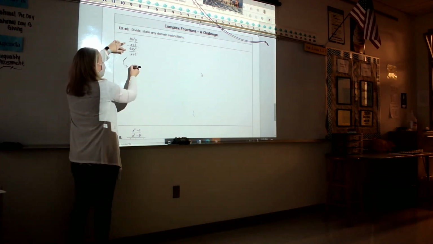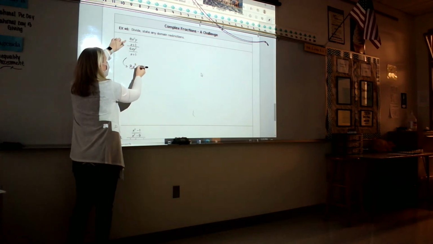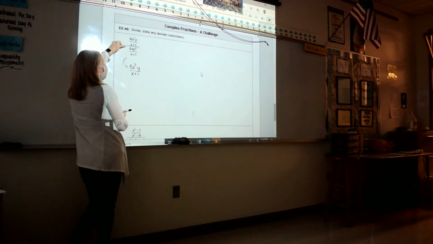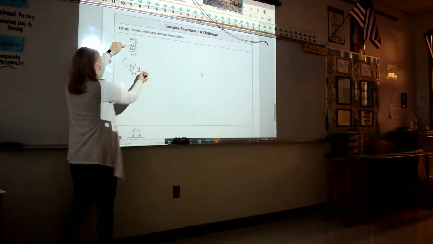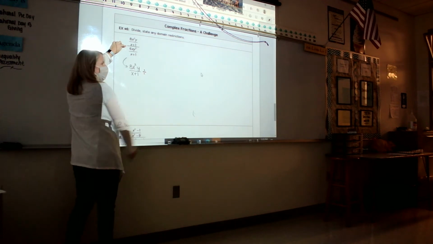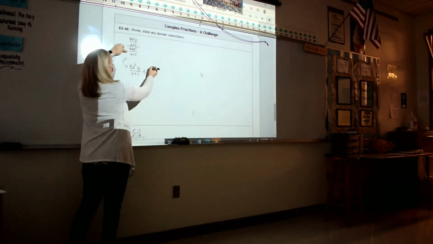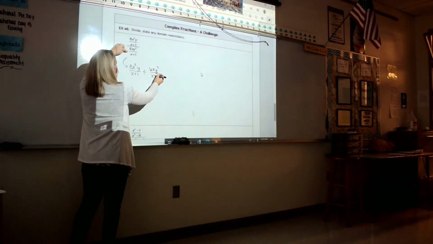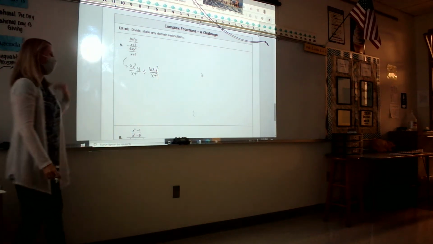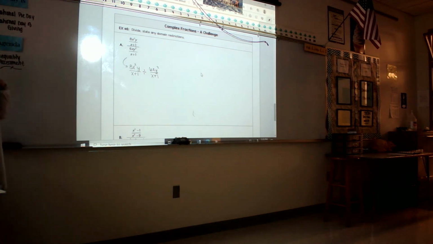You just rewrite it. You're gonna write it as 8x squared y over x plus 1. All you're gonna do is instead of writing a division bar, you're just gonna write a division symbol. That's all that means, right? And then we're gonna write that as 6xy squared over x plus 1. So once again, the challenge is really just, don't get freaked out by the setup. It's really just a division problem. So if you rewrite it, it looks a lot nicer.